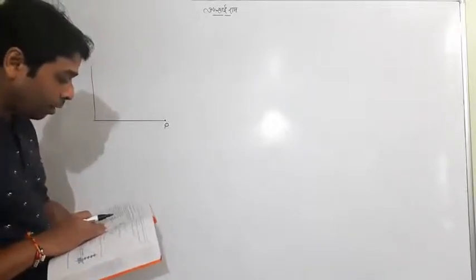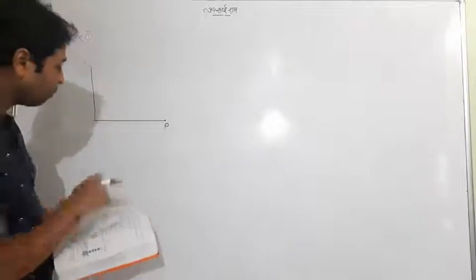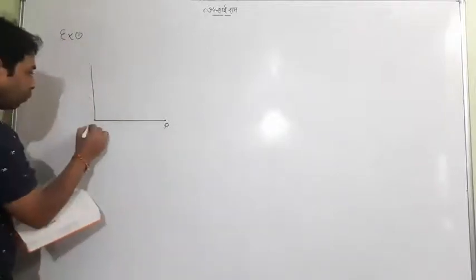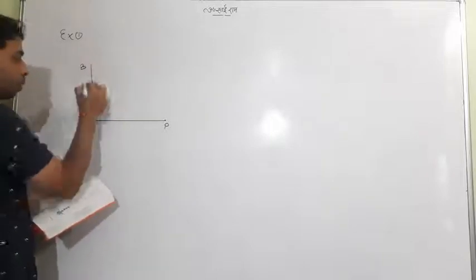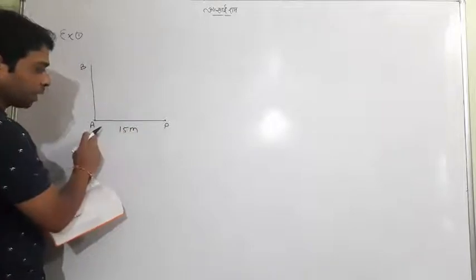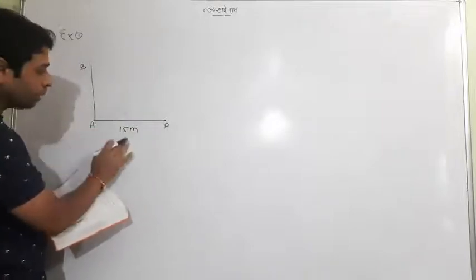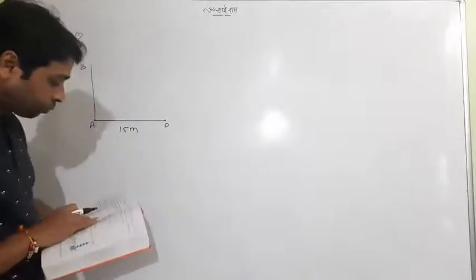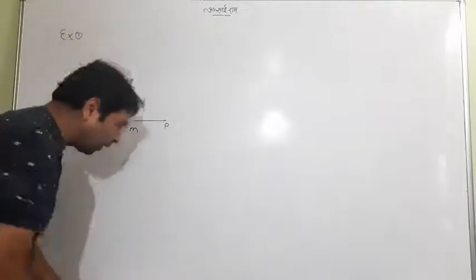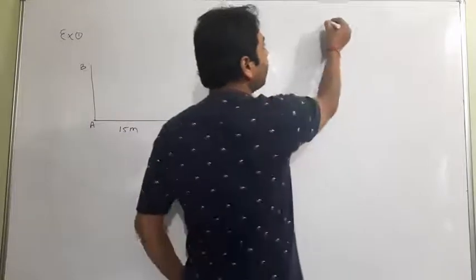15 meter away from the foot of the tower, meaning this is the foot of the tower, suppose it is A and this is B. So the point P is 15 meter away from the foot of the tower. The angle of elevation, okay. One thing is yet to tell you, that two angles we have to form.